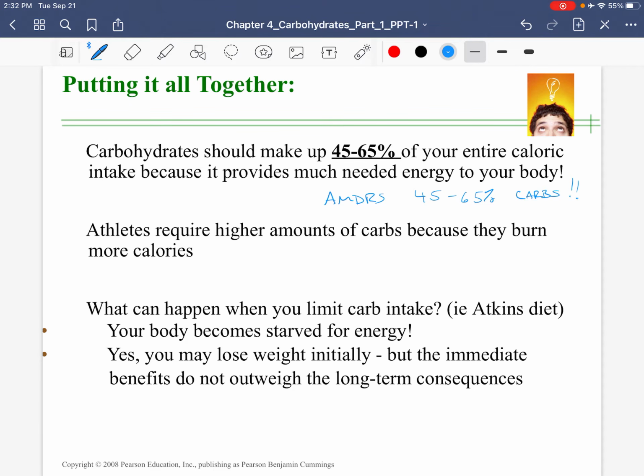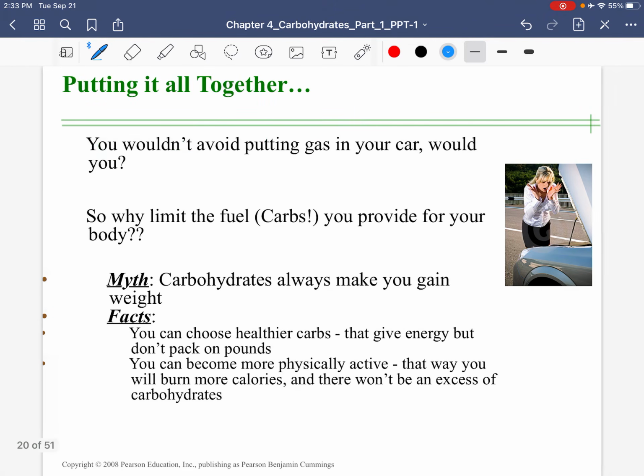If I'm an endurance athlete, I'm going to be on the higher end. I need 62% carbs. If I'm pretty sedentary, meaning not active, I'll be on the lower end of that. Okay, that's all we need to know for now. Extra information on the screen.